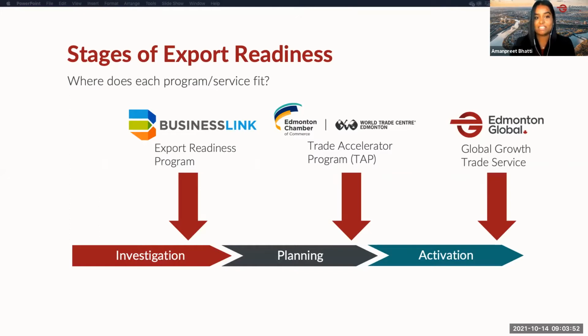The next phase is the planning phase. This is where you know what you want to expand internationally and are ready to build a plan to do that. This is where the Trade Accelerator program, or TAP, with the Chamber of Commerce is ready to help. And then the last is the activation phase. And this is where the Global Growth Trade Service can support you by providing a concierge service to help execute your strategy.